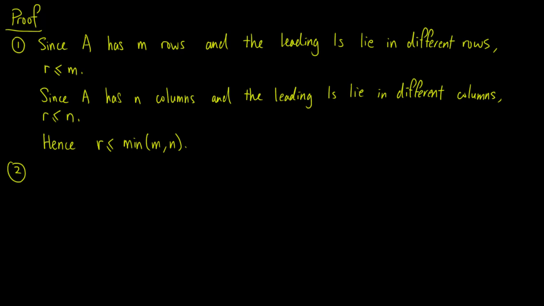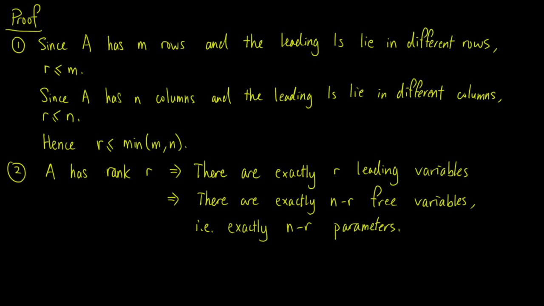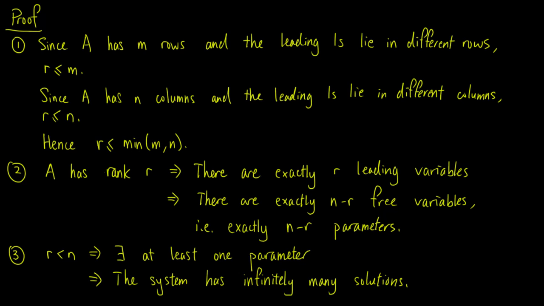For the second result, since A has rank r, it means that there are exactly r leading variables in the system. Since there are n variables in total, and each variable is either a leading variable or a free variable, we know that there are exactly n minus r free variables. In other words, exactly n minus r parameters. For the third point, when r is less than n, there exists at least one parameter, which means that the system has infinitely many solutions.